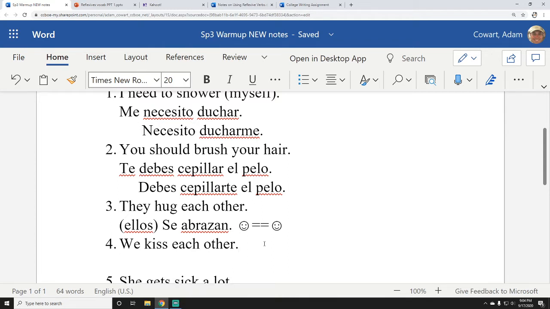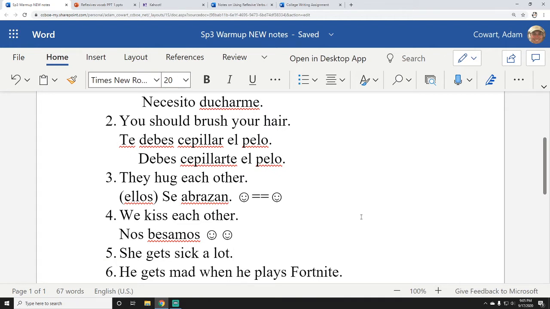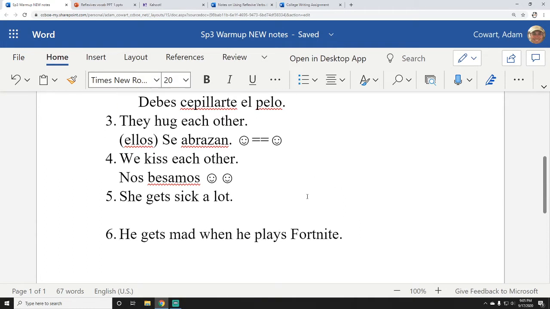All right, we kiss each other would be nos besamos. Okay? I can't remember the one for a heart. Let's see. Shoot. Oh well. Imagine that's a heart. Anyway, so nos besamos, we kiss each other. Again, imagine arrows. It's a back and forth action. They're doing it to each other, hugging each other, kissing each other, shaking hands, talking to each other, looking at each other, writing to each other. It's reciprocal, means back and forth, one way and back the other.